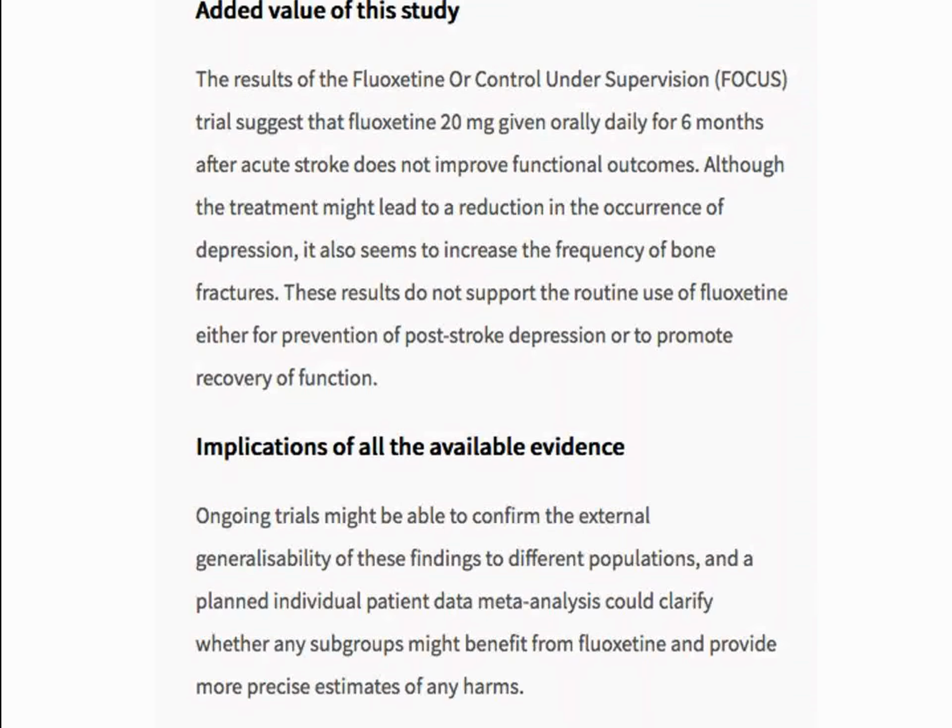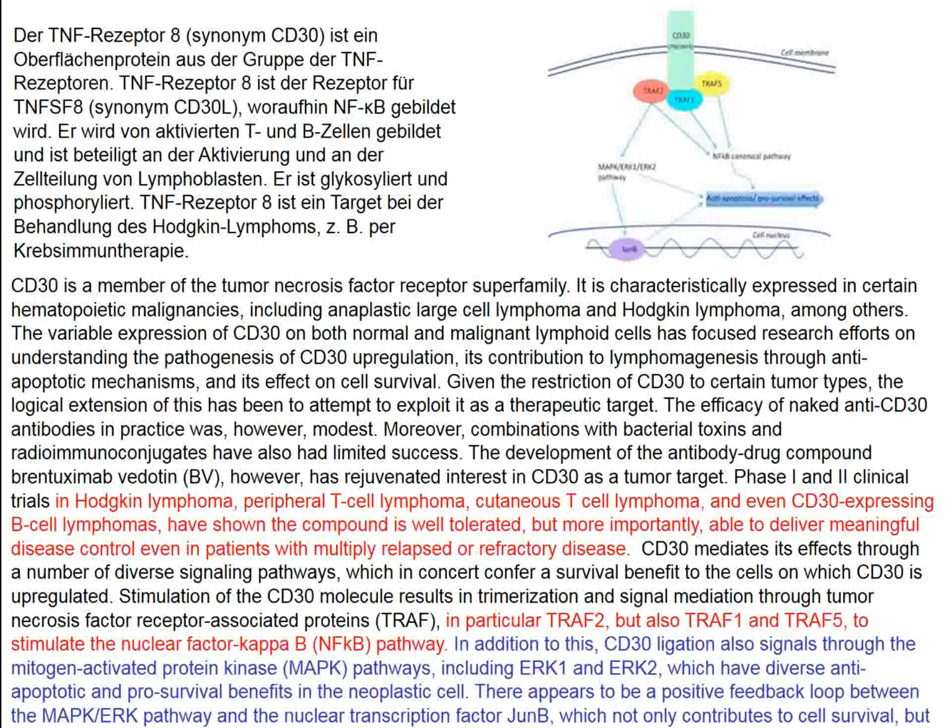Unexpected outcome in this study. Now, the next paper in the Lancet concerns a surface molecule called CD30, and that's a TNF receptor. It's called TNF Receptor 8, and CD30 signals through TRAF and various molecules. NF-kappa B activation has to do with cell proliferation. That alone might make it interesting.